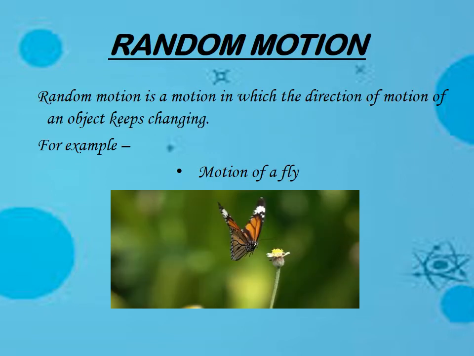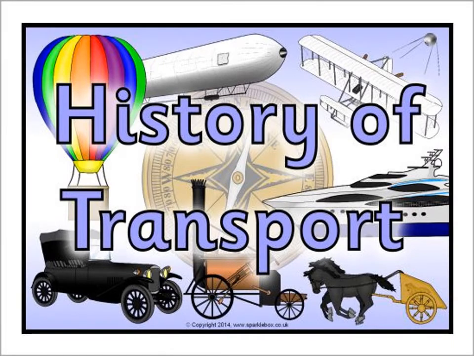Random motion. Random motion is a motion in which the direction of the motion of an object keeps changing. For example, motion of a fly. Today we have various means of transport to move from one place to another. But have you ever wondered how people moved from one place to another in earlier times? Let us learn about the history of transport.